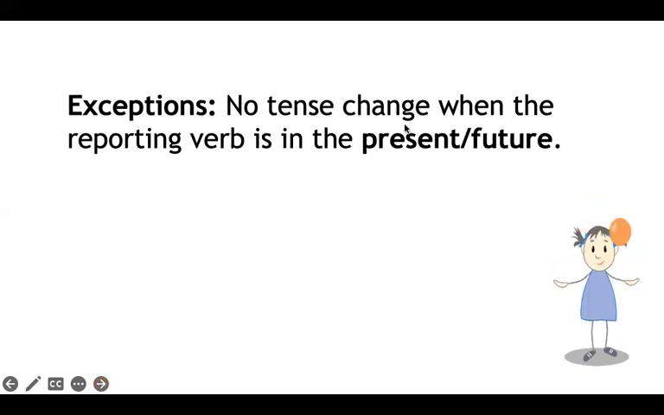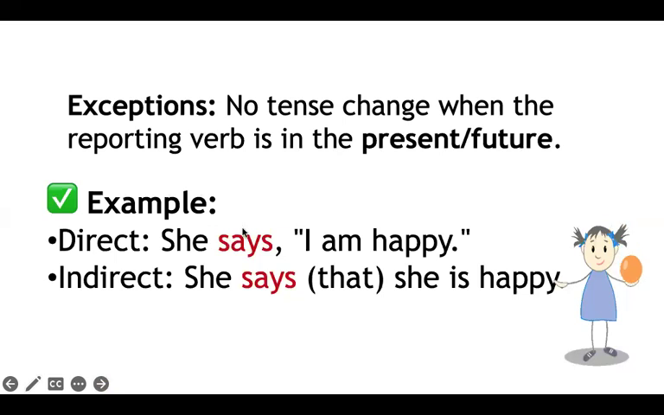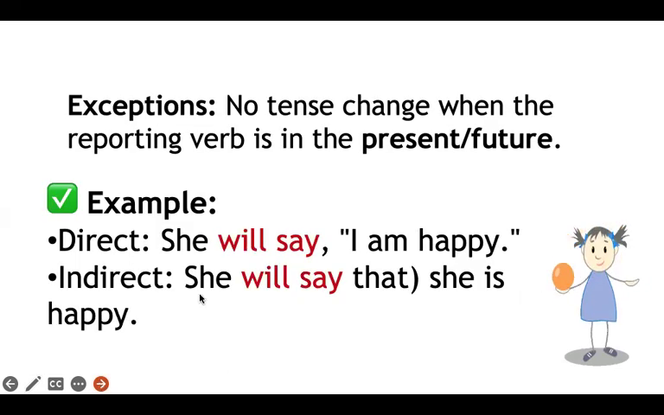And exceptions: no tense change when the reporting verb is in the present or the future. We know what the reporting verb is. We talked about it. So if it's in the present tense, like she says, I'm happy, she says that she is happy. So there are different changes like the use of that, removing commas, and the change of pronouns. However, the tense also changes, but in this case, because the reporting verb is in the present or the future tense, or if it's a universal truth, we do not change the tense on the reported side. If it's in the future tense, like she will say, I'm happy, present tense will remain present tense. She will say that she is happy.